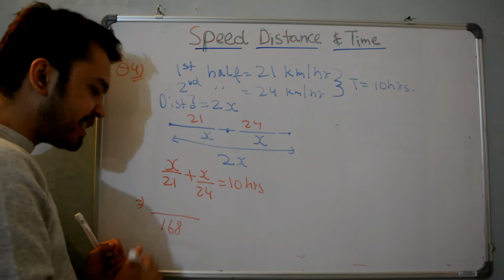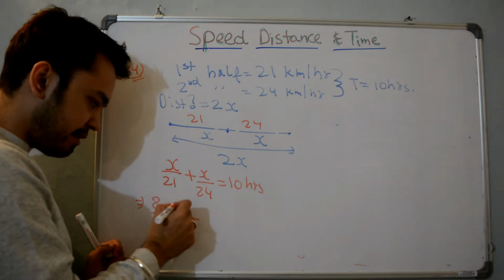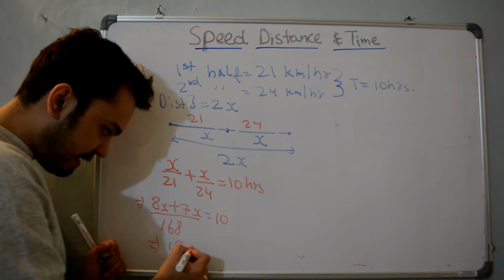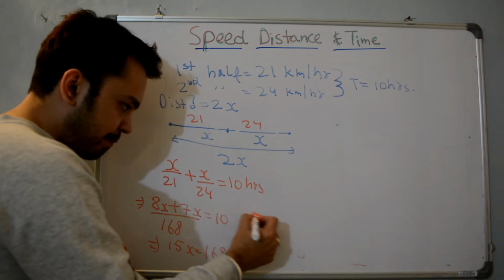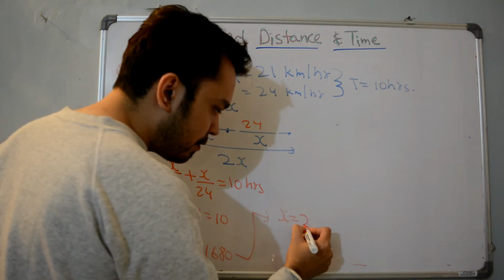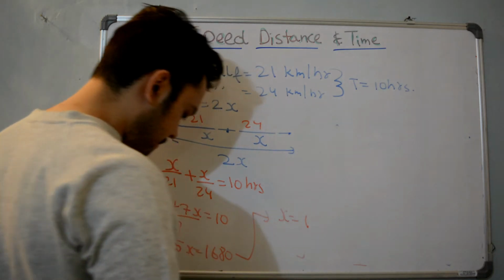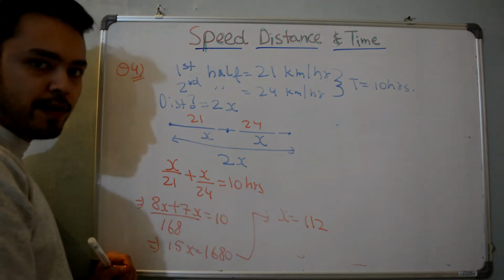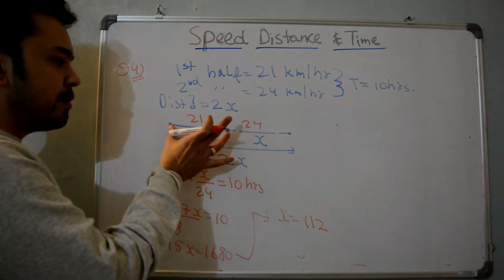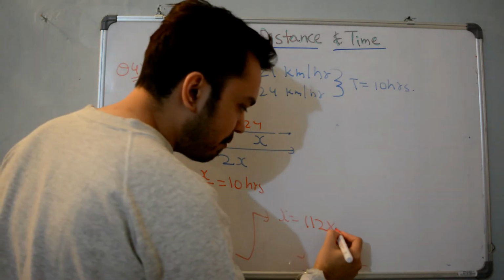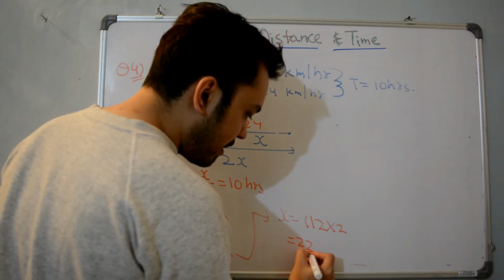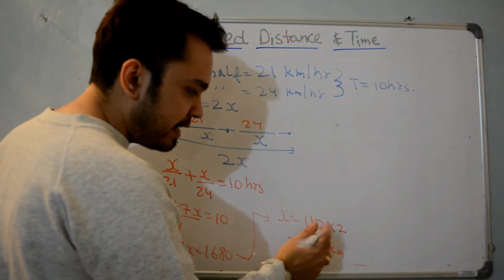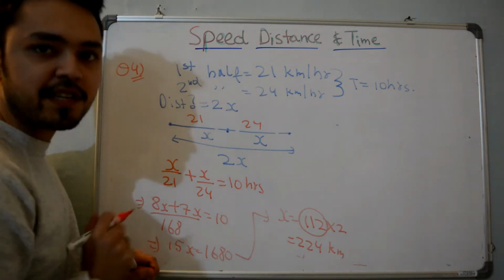21 8s are 168, 24 7s are 168, right? And you would get it as 15x is equal to 1680, or x is equal to how much? Sorry, 112. Now you have got this as only your first half of the distance, so you would have to multiply it by 2 and you would get 224 kilometers was the whole distance, right? Don't make the mistake of only giving 112 as your answer. I hope it is clear to all of you.